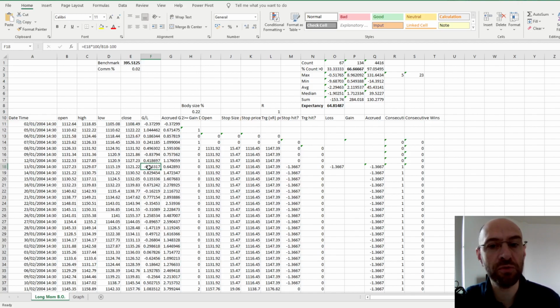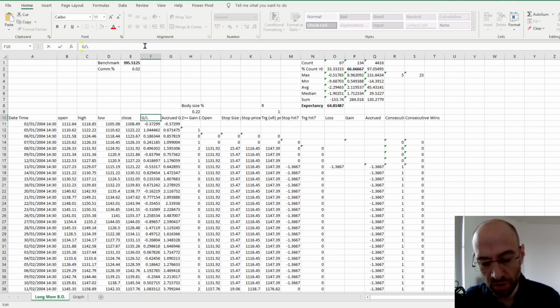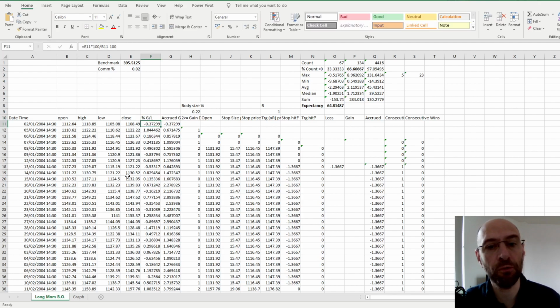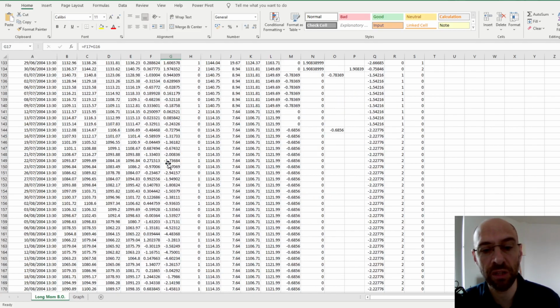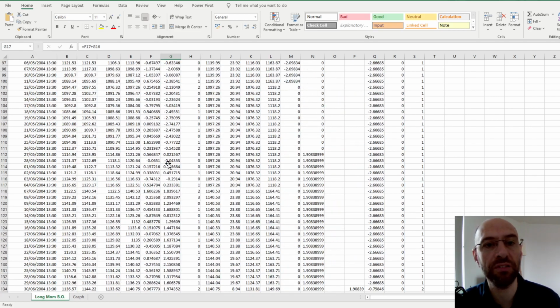So I started by basically just calculating the gain in percentage for any given candle. So these are daily candles. And then I have another column here where I've aggregated, so we can see the gains or losses as it progresses.